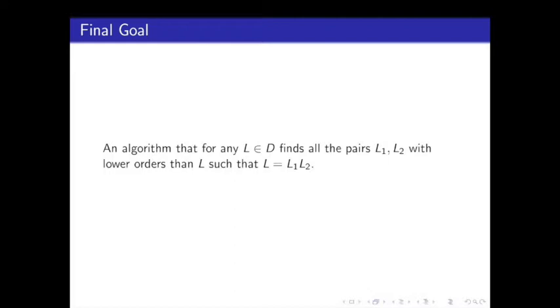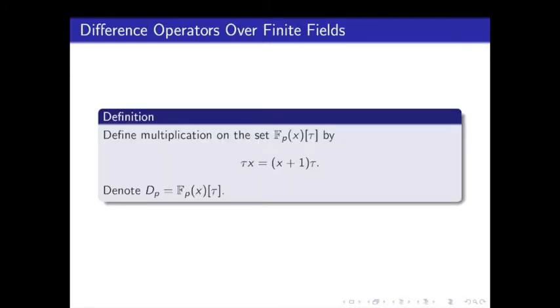While we work on this, we find that the p-curvature of difference operators might be a powerful tool. Before I introduce the definition of p-curvature, I'll first talk about difference operators over a finite field, a field of characteristic p. The definition is almost the same. The difference is that instead of rational functions over C, a characteristic zero field, we have rational functions over F_p, which is a finite field. The multiplication is defined in a similar way: tau times x equals x plus 1 times tau.